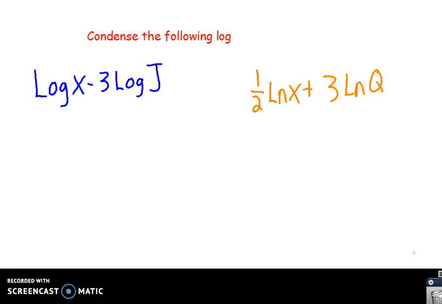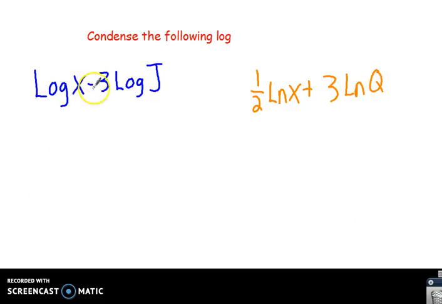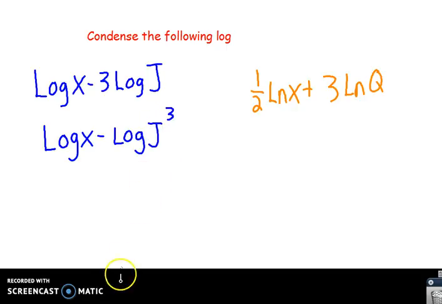Alright, now we can condense the following logs, bringing them back together. Now in condensing, the one thing we're going to work on here is we have to first bring my coefficients back up as exponents. This one doesn't have a coefficient. This one did. The 3 hops back up, still subtraction. And subtraction now, we use the product or the quotient property to bring them back together. It's subtraction, so that means division. 1 log to rule them all.